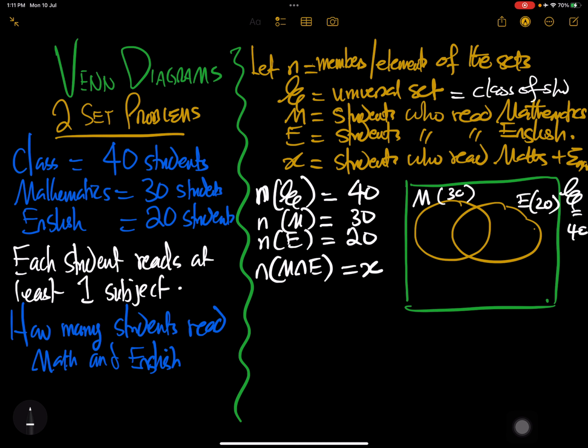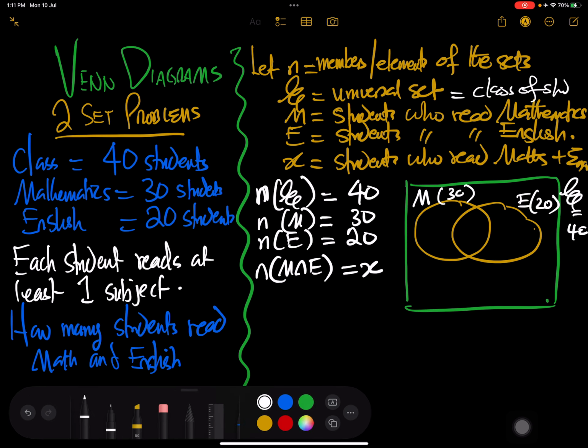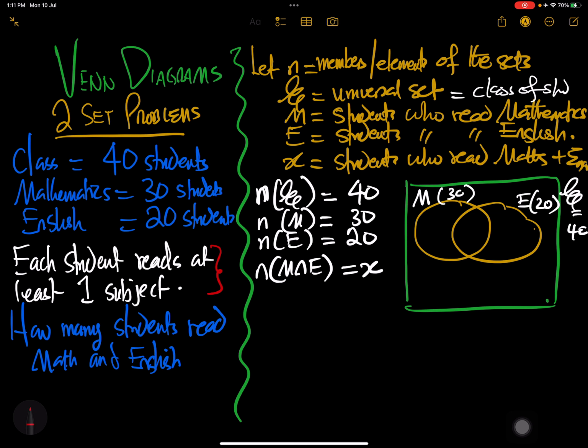Now remember, each student reads at least one subject. It means that you can't find anybody outside this box. Everybody is in either M or E or both. At least means minimum one or more, so you are either reading one subject or more than one subject. The moment you get a clue like that in an exam question, it is telling you that you're never going to get anything outside the rings. All of them are inside the rings.